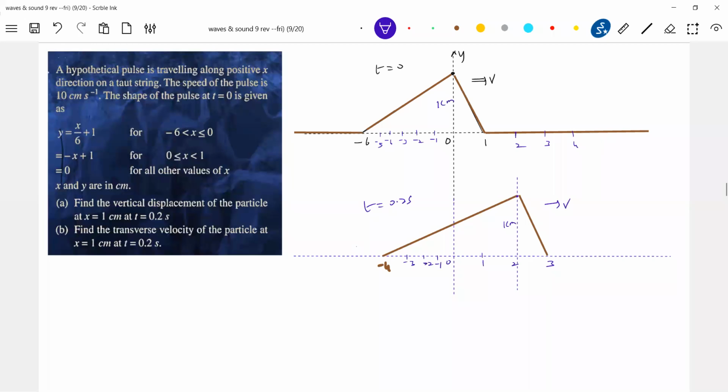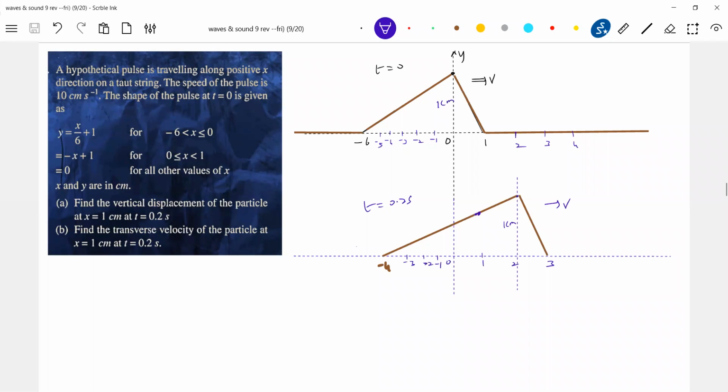Okay, next. Find the transverse velocity of the particle at x equal to 1 centimeter at t equal to 0.2 seconds. Where it is asking velocity, how will this particle be moving? For the first part, he asked the vertical displacement of the particle at x equal to 1, sir. It won't be 1, no, sir. At 2, it will be 1, sir. At 1, it will be 5/6.